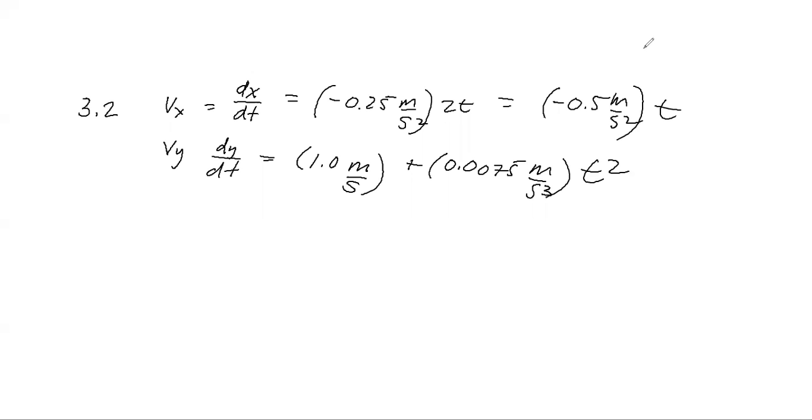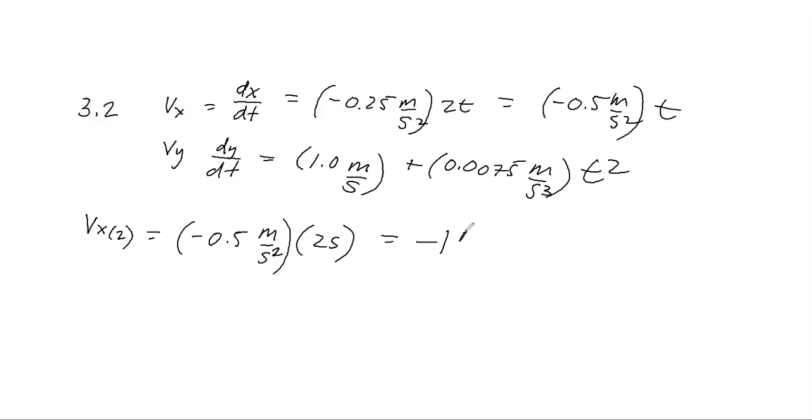All right, so find the components of the average acceleration for the interval t equals 0 to t equals 2. So I'm going to find the components for t equals 2. Let's see, v sub x at 2 is going to be negative 0.5 meters per second squared times 2 seconds, and that'll be negative 1 meter per second.